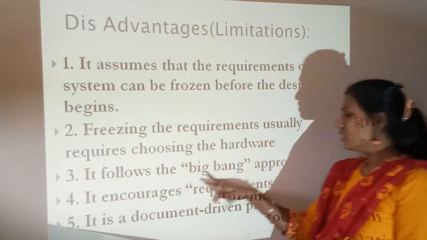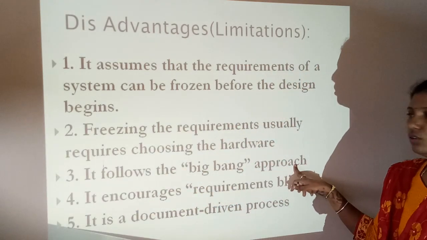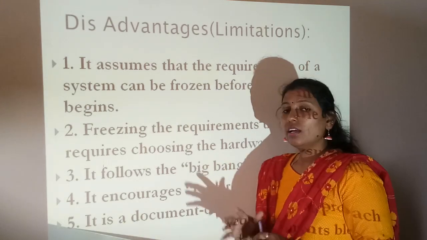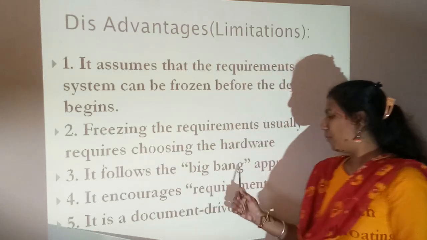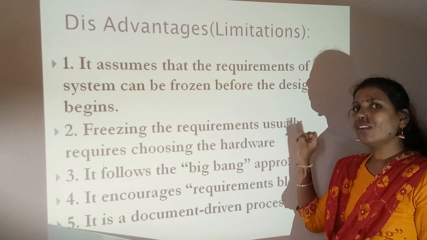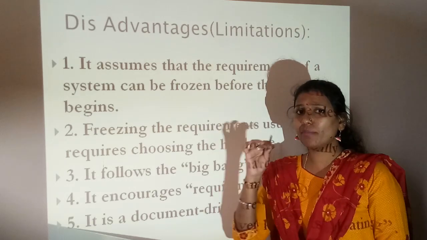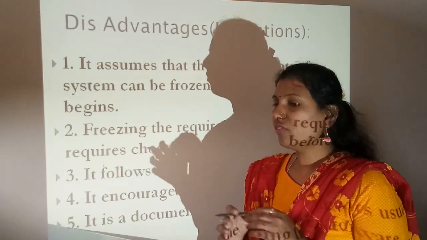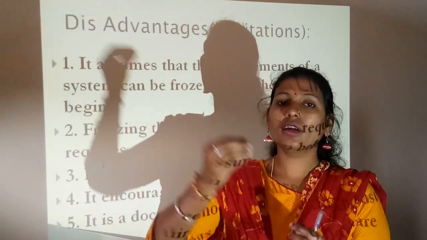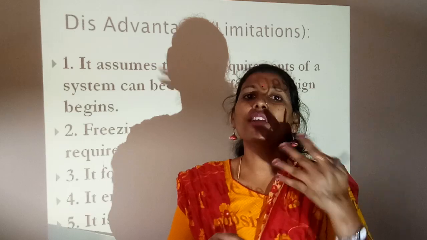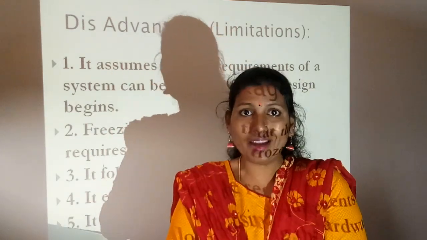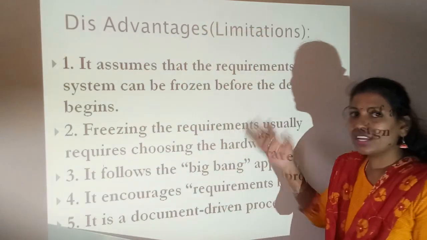Next, it follows the Big Bang approach. What do you mean by Big Bang approach? You can also call this Big Bang as all or nothing. That is the all or nothing approach. What this means is, from stage to stage, when I start doing the process, I cannot tell the customer what we are doing in the project. The customer will get the project into his hand only when I reach the last stage.